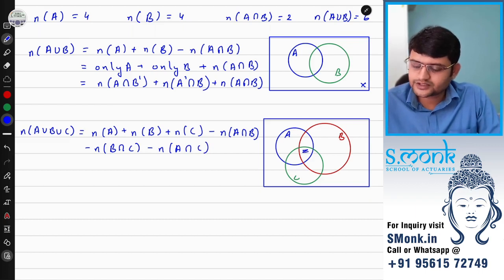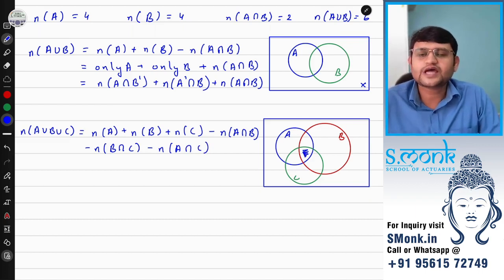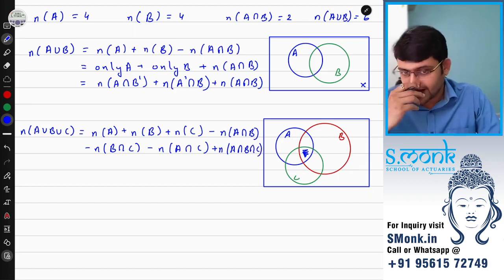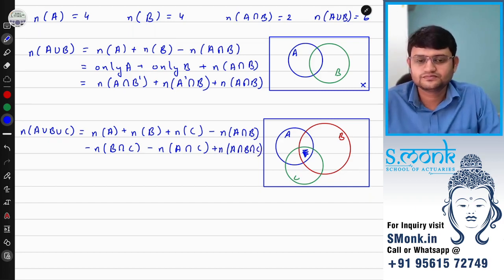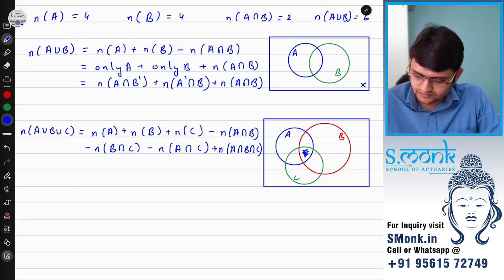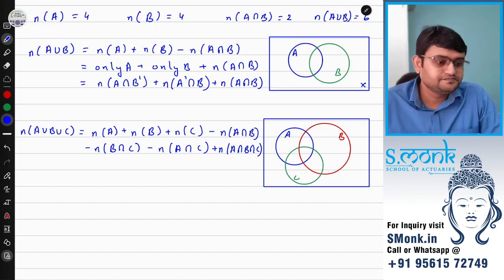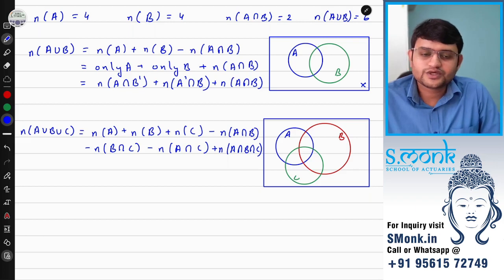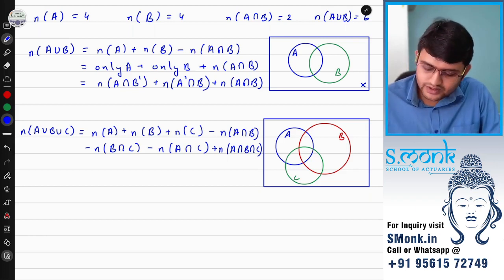But then when we look at the triple intersection region, that was added 3 times when we added A, B, C. That was subtracted 3 times when we subtracted the intersections. So I will have to add that once more, A intersection B intersection C. So that is how we write the equation for A union B union C.